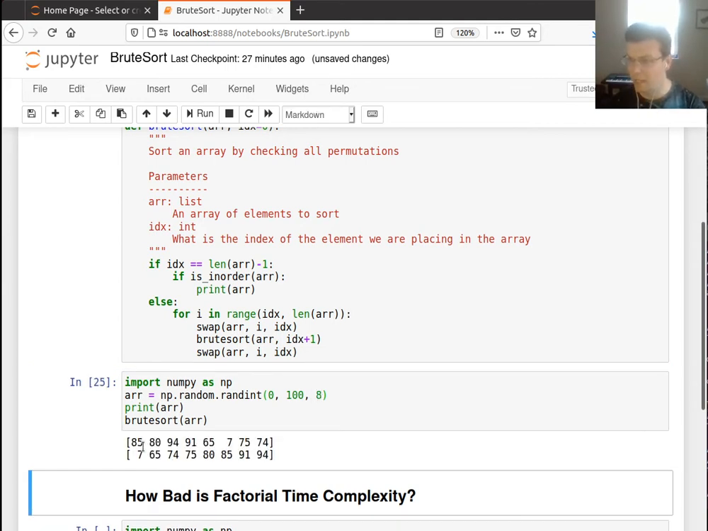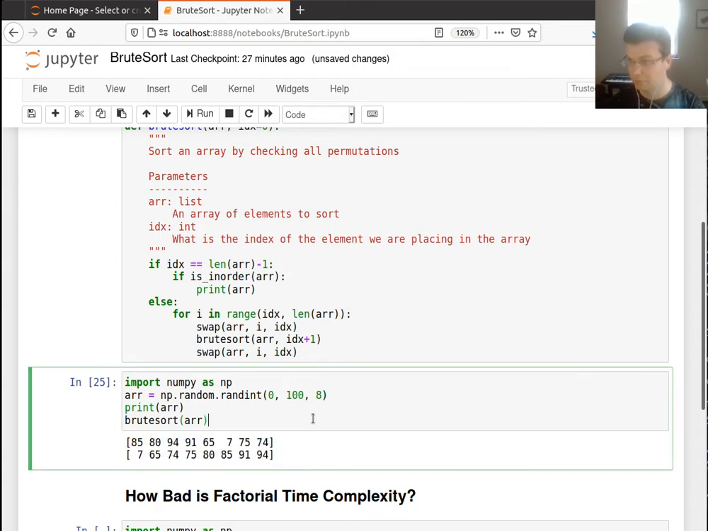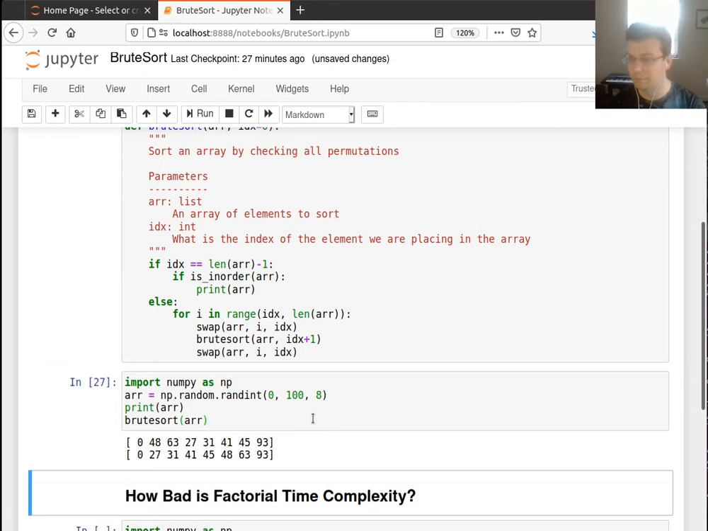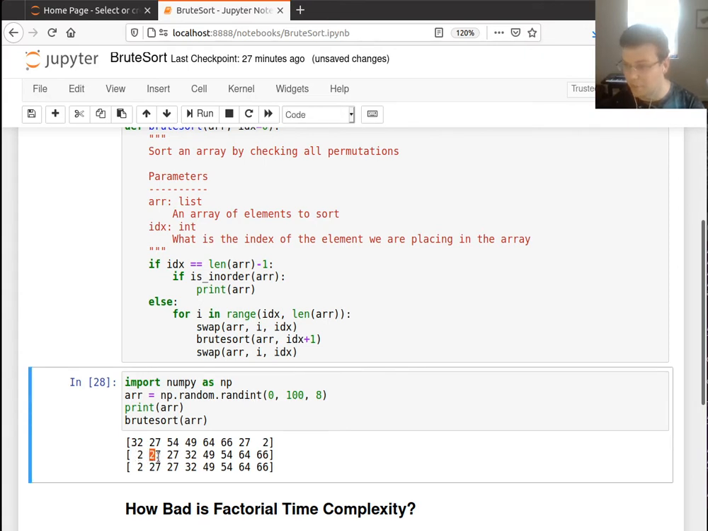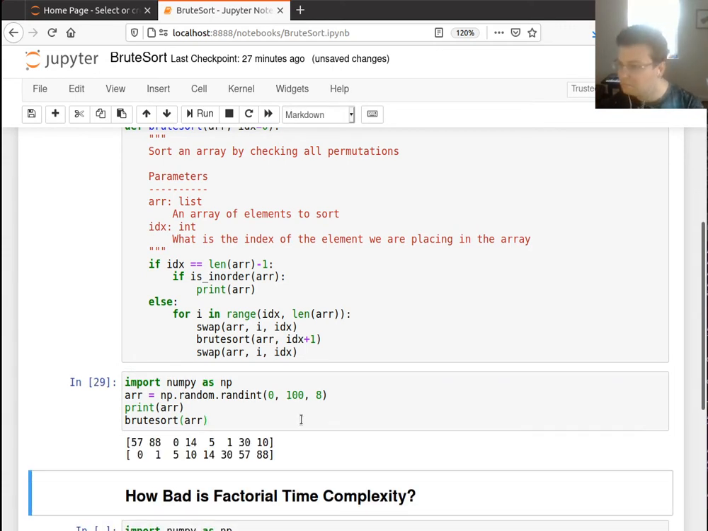So I'm cranking it up to 8 elements. Still seems totally fine. All right. Here's the original array. Here's the sorted array. Keep running a few examples here. Still seems like it's working. Actually, this time there were a couple elements that were tied, so there were 2 permutations that achieved it. Still seems like it's working.